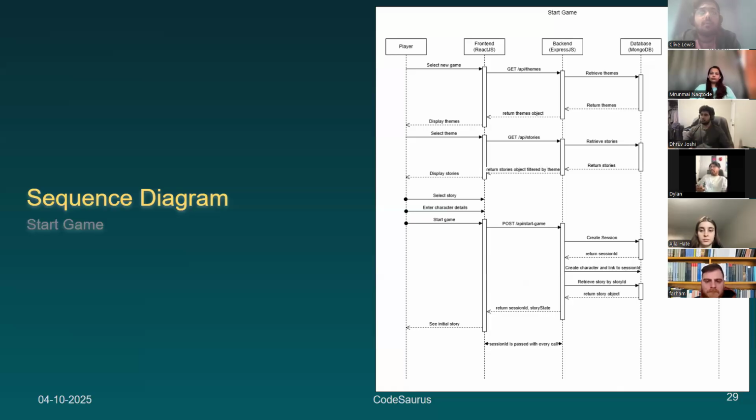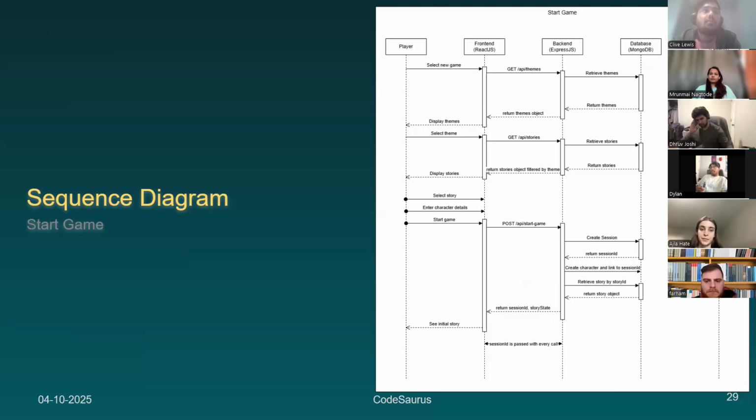The user selects a story, and after selecting the story, you have to create your character. So a form is shown to enter your character details. Once character details are filled, a start game option is given, and the game is started. The game is started by the front end sending a post call to the back end on the start game endpoint. The session is created with all the details, such as the story ID selected, and the session ID is created.